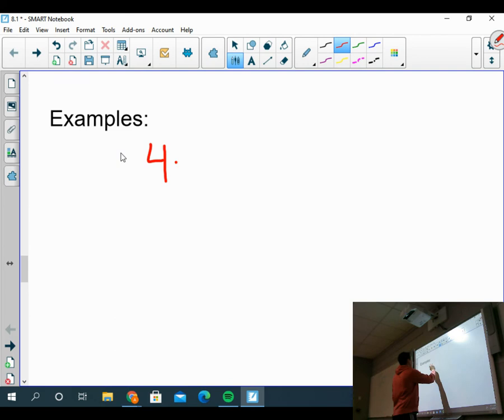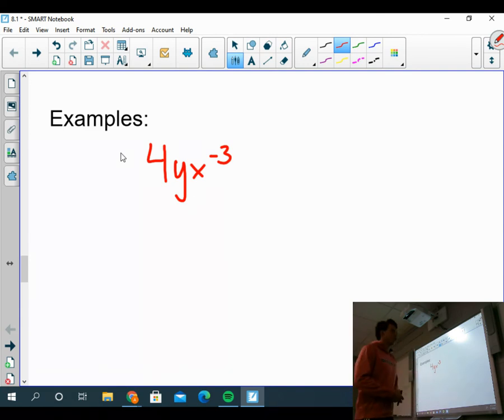Let's say I have 4yx to the -3rd. Okay? And what I want to do is something called simplifying, and I want to simplify this expression. Now notice I'm not using the word solve, and I'm not using the word evaluate. Why? Because I don't know any values for y and for x. And if I don't know any numerical values for them, such as x is 2 and y is 7, then I'm not going to be able to solve or evaluate this where I end up with some specific number.